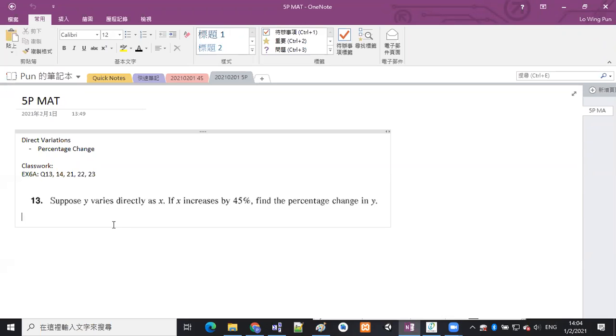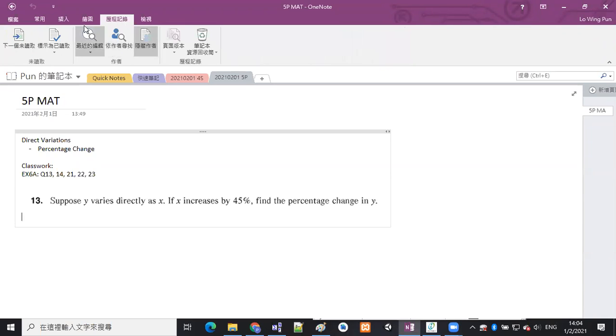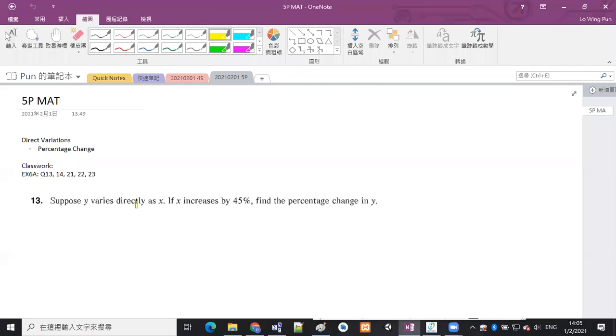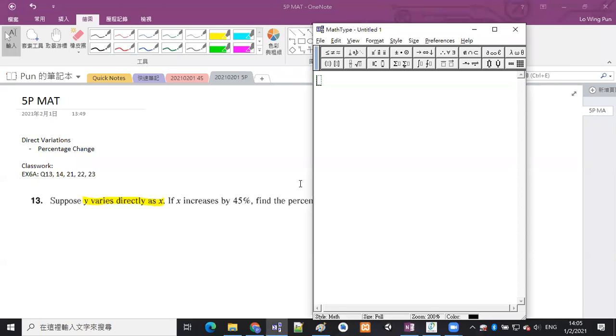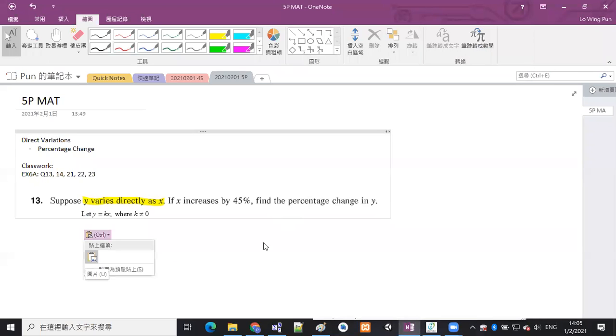Okay, so this is the plan of this lesson. Number 13, suppose y varies directly as x again. I would like you to highlight the key sentence: y varies directly as x. According to what we have learned last week, we let y be the subject, and then it is equal to k times x, where k is not equal to 0. This will be our first line.